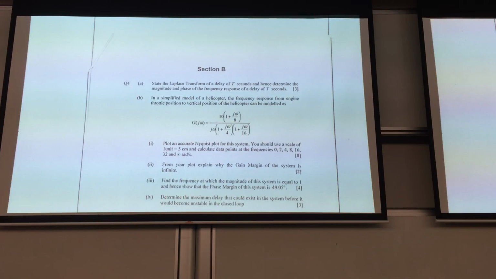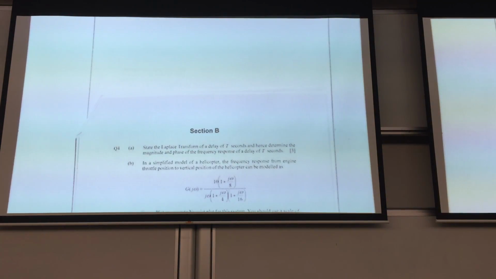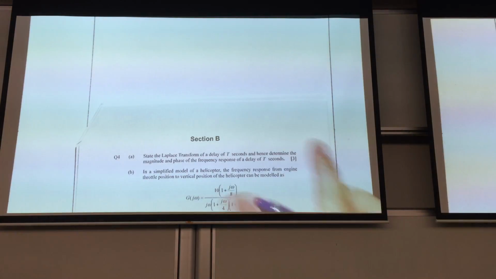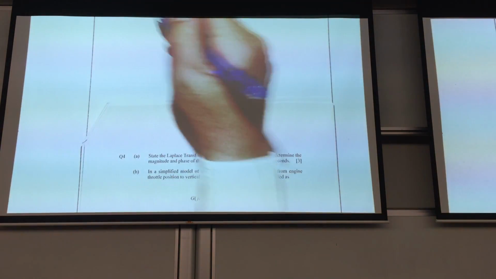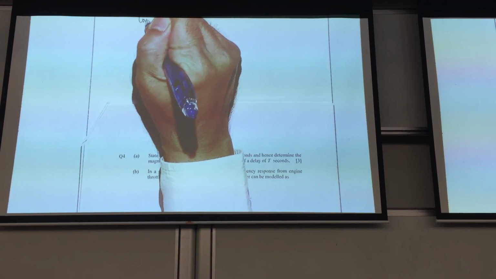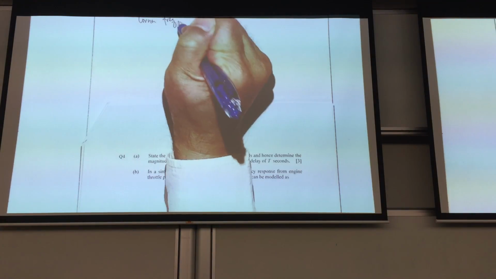Nevertheless, they ask you to plot an accurate Nyquist plot for this system. You should use 1 unit equal to 5 cm. Calculate data points at frequencies 0, 2, 4, 8, 16, 32, and infinity and so on. Whatever we discussed is still valid because we talk about 0 and infinity, so it cannot go wrong. In this case you have 3 poles and 1 zero. You need to identify your corner frequencies.